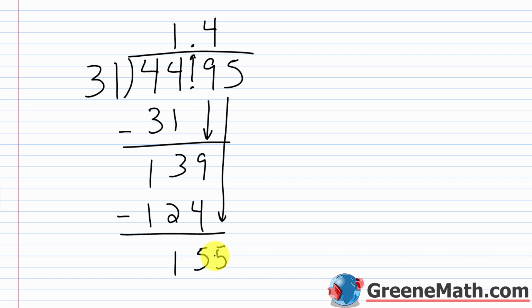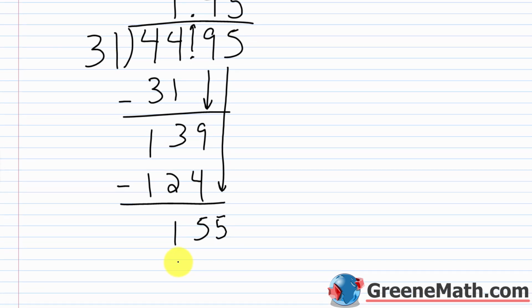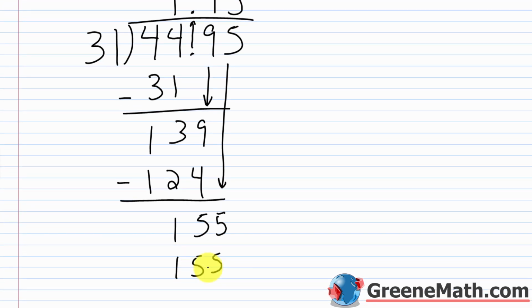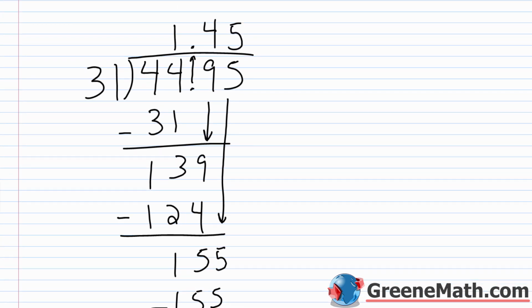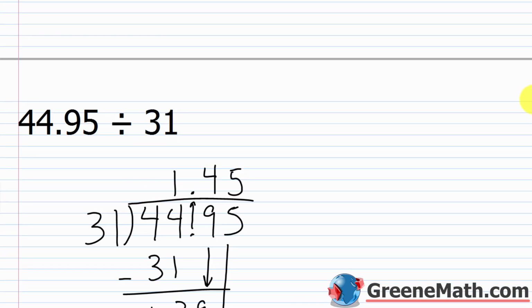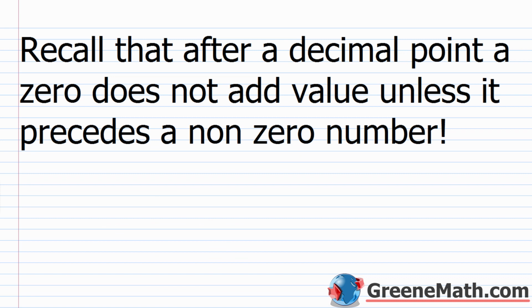Now, we figured out earlier that 31 times 5 was 155, right? We just saw that. So I know that 31 will go into 155 5 times exactly. So this is going to be a 5. 5 times 31 again is 155. Subtracting, we get 0. So we get 1.45 as the answer. And let me just scroll back up here and write this next to this. So equals 1.45.